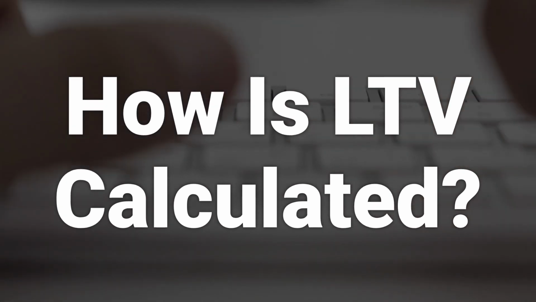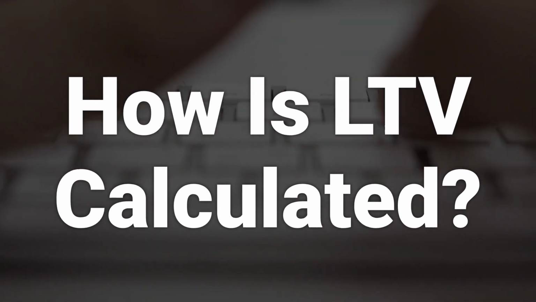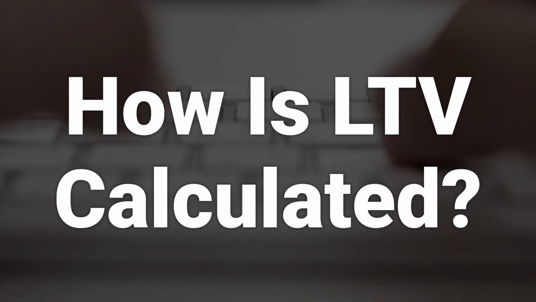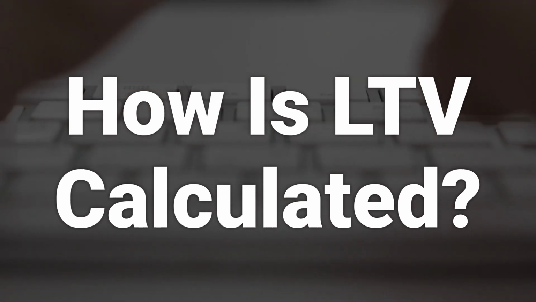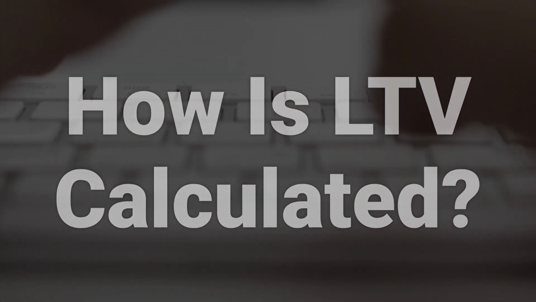Loan-to-value is calculated simply by taking the loan amount and dividing it by the value of the asset or collateral being borrowed against. In the case of a mortgage, this would be the mortgage amount divided by the property's value.